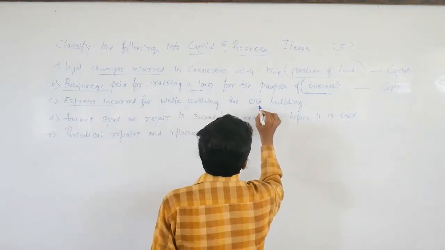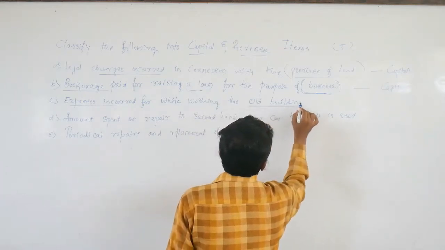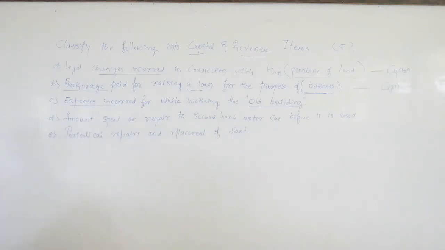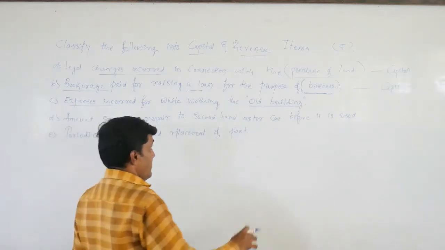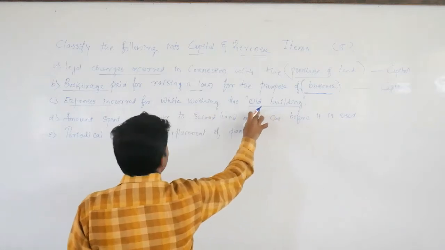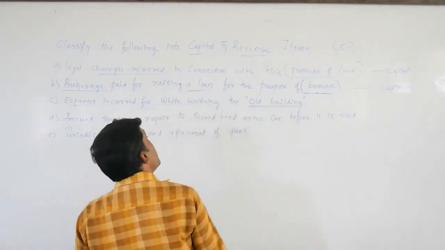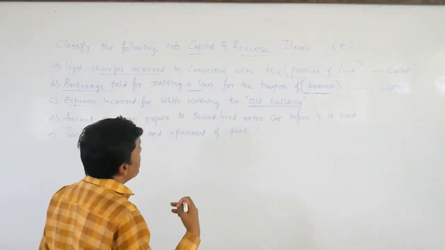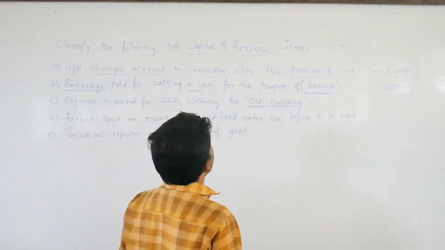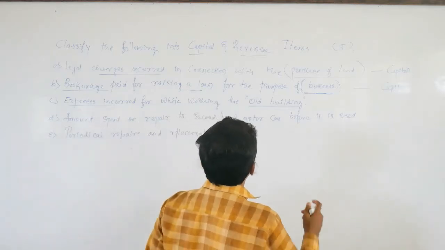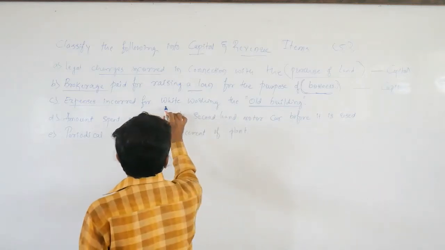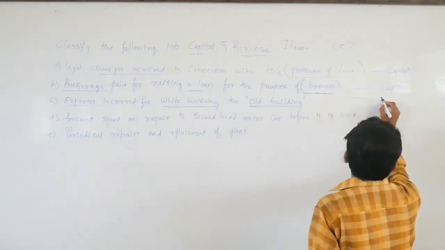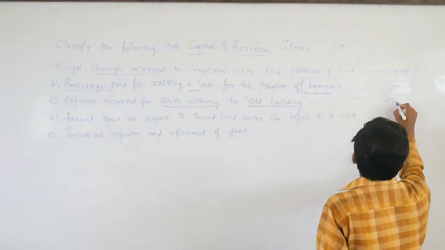See here, expenses incurred for whitewashing the old building. The term old building is very important here. You need to concentrate. If it is a new building, it is treated as a capital expenditure, but it is an old building, so every year or every half yearly we need to whitewash it. So whitewashing expenses are regular, or revenue.